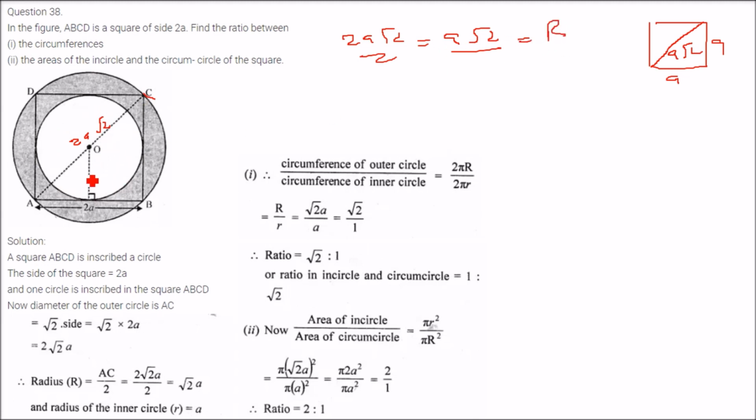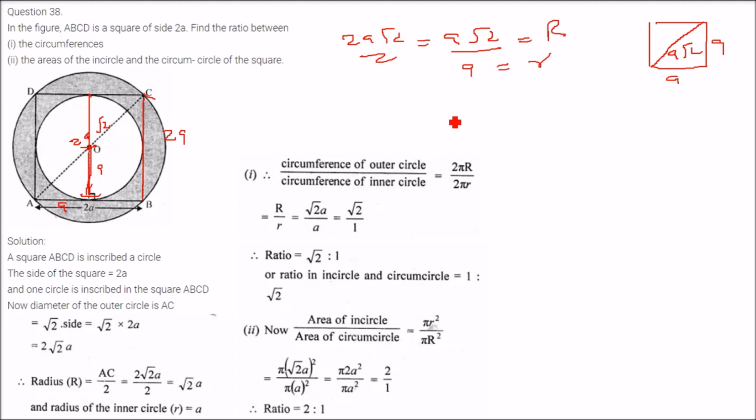Now we have to find the radius of the inner circle. So we have this as 2A, this is 2A. So this will be A, and this will be the radius. And the radius of this one will be what? This side is 2A from here to here, and the radius is half of it, half of 2A. So this will be A. So the radius of the smaller circle will be A.